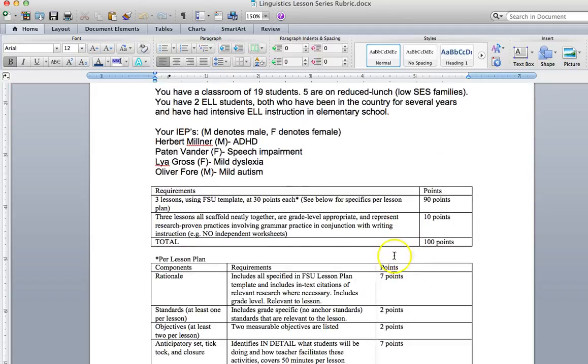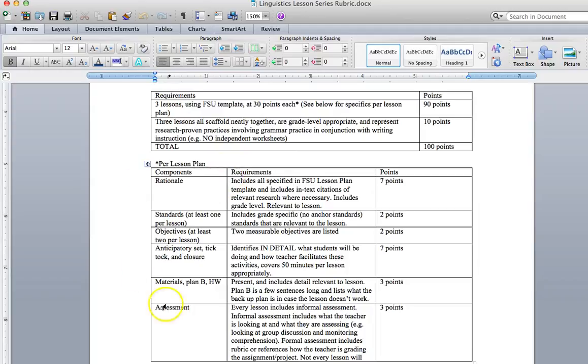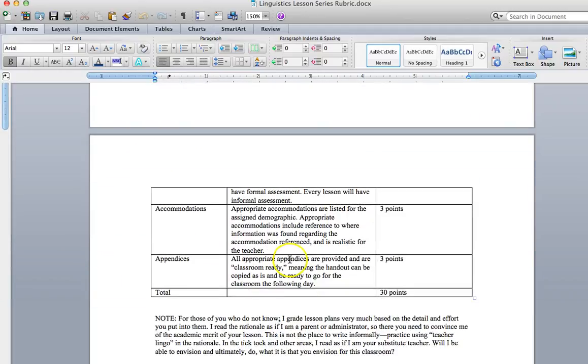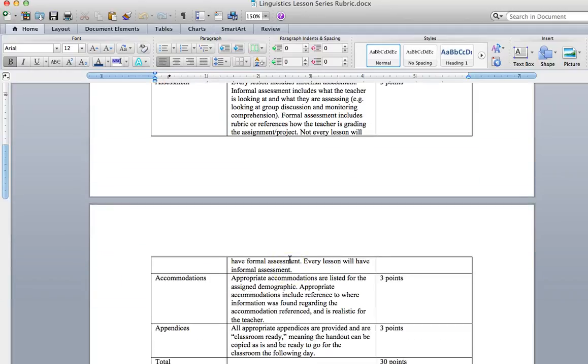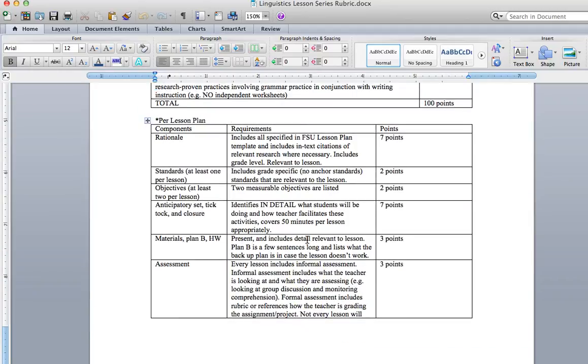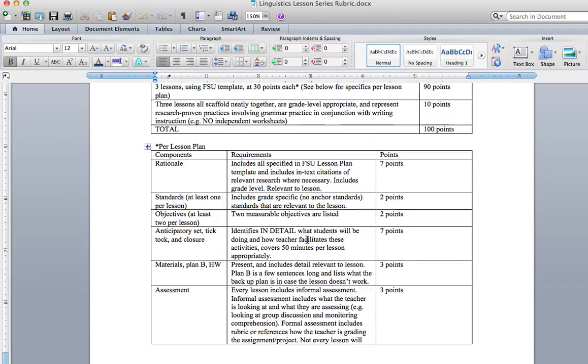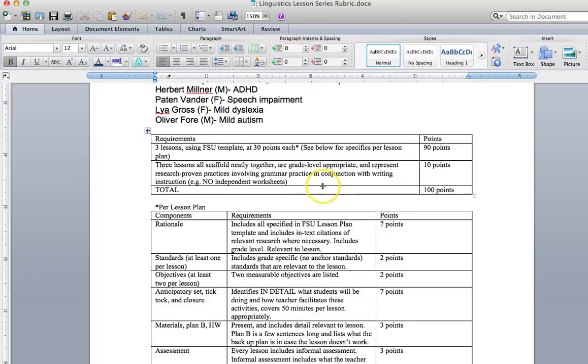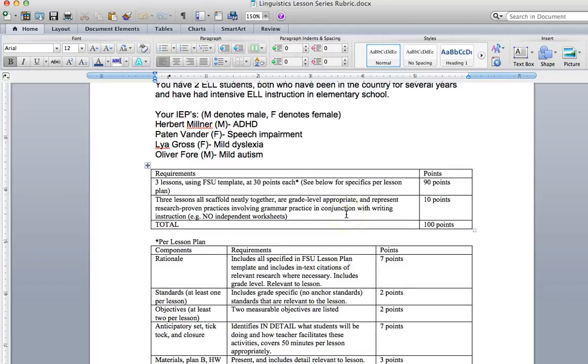Okay, so you'll see that you have requirements here per lesson plan. It's the exact same thing as what you've got in the grammar lesson, but you do not have to have formal assessment in each lesson. Okay, the one thing that I don't want to see, that's part of the 100 points that you'll get allocated, is no worksheets, no independent worksheets, and that all 3 lessons are neatly scaffolded together.